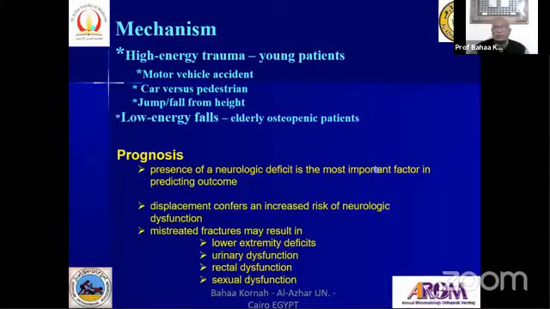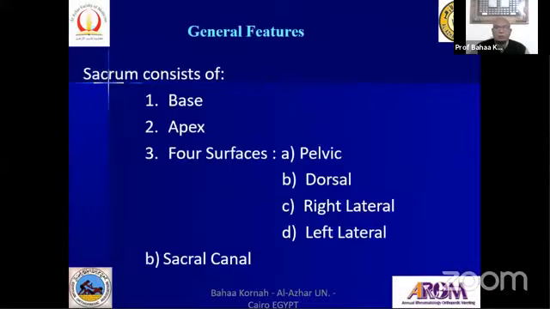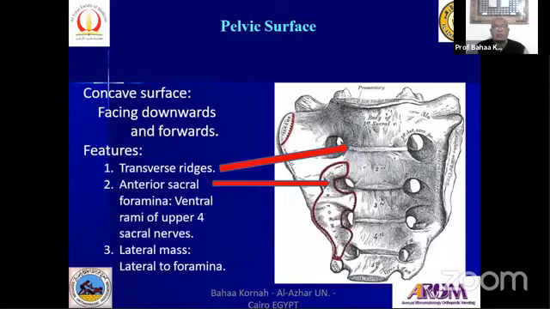and sexual dysfunctions. The sacrum, we have to know some anatomy about the sacrum. The sacrum is upside down. The base of the sacrum, the apex, and the fourth surface, which is the pelvic dorsal, and the right and the left edges with the sacral canal.